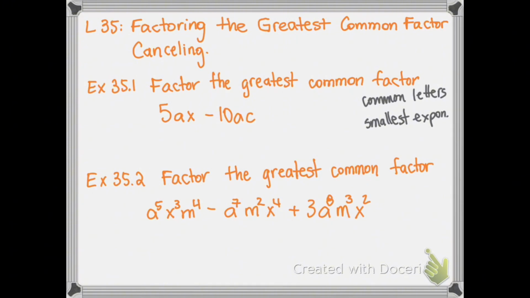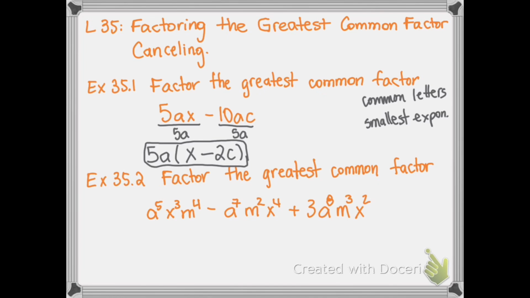So in this case, for 5 and 10, the greatest common factor is 5, and for the letters, A is the only common letter. Now what we're going to do is divide 5x by 5a and 10ac by 5a. So we divide each of the terms by the greatest common factor. And when we do that, we get x minus 2c. And that's it.